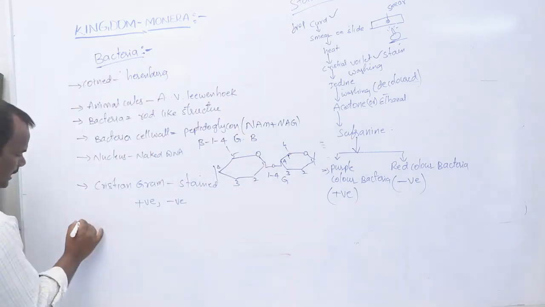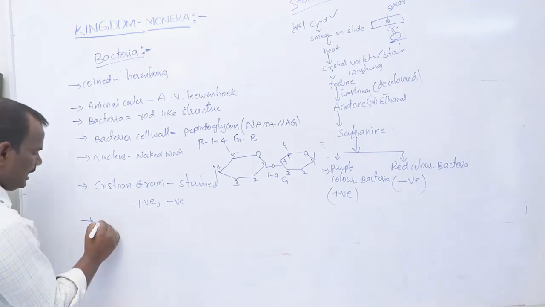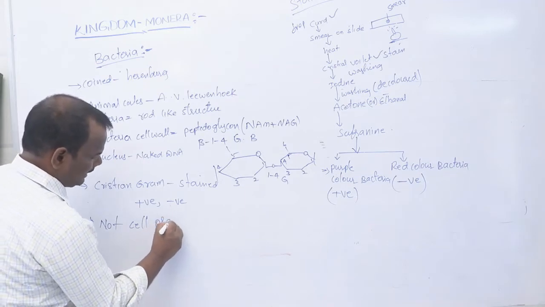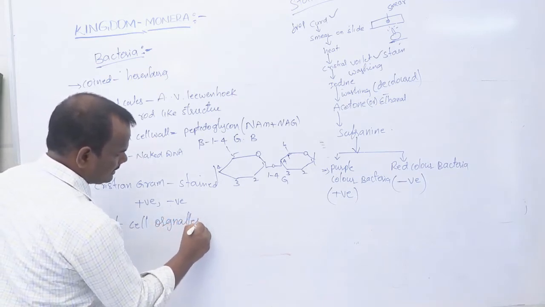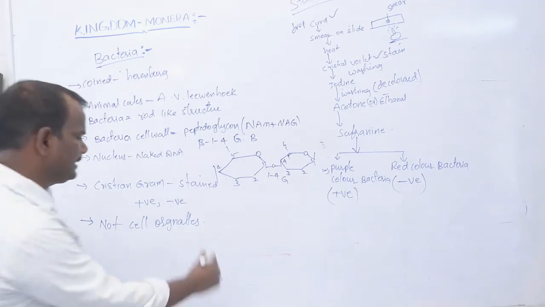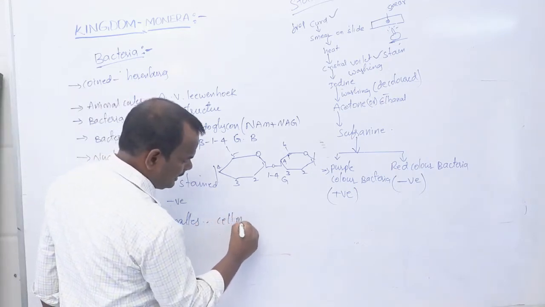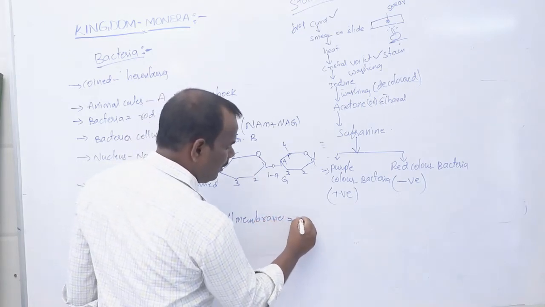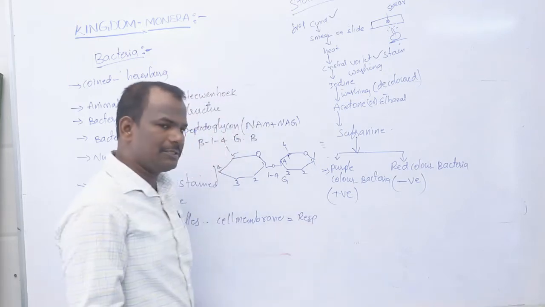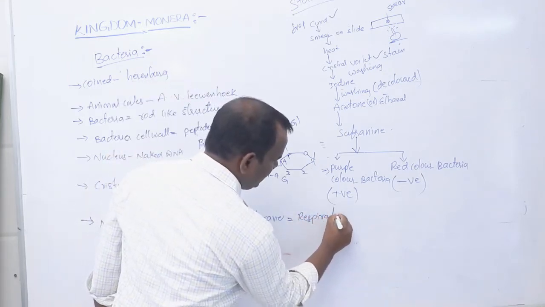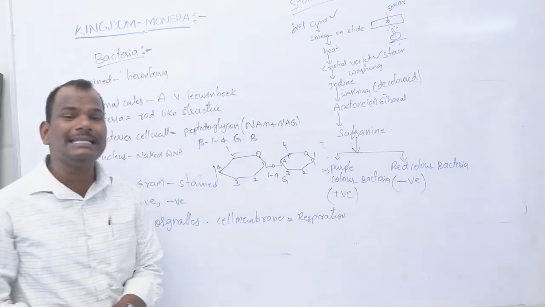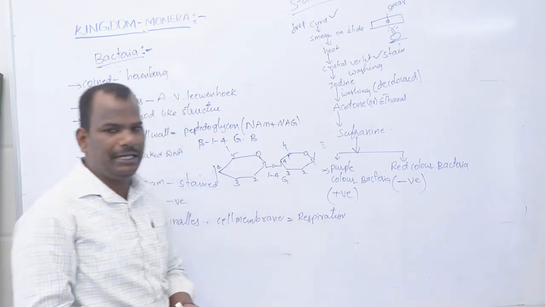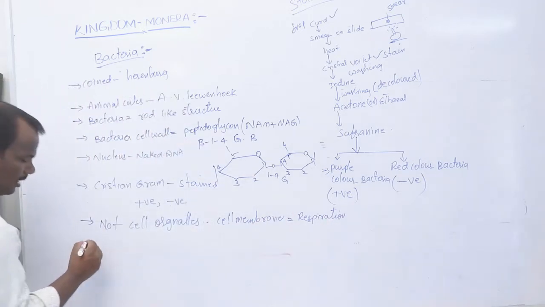Then after, these bacteria do not have any cell organelles, but the cell membrane is involved in respiration. The cell membrane consists of respiratory enzymes. These bacteria are involved in this.